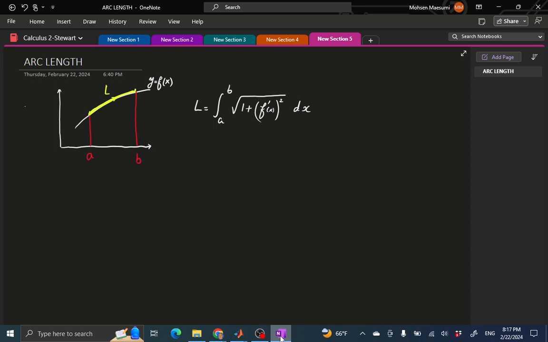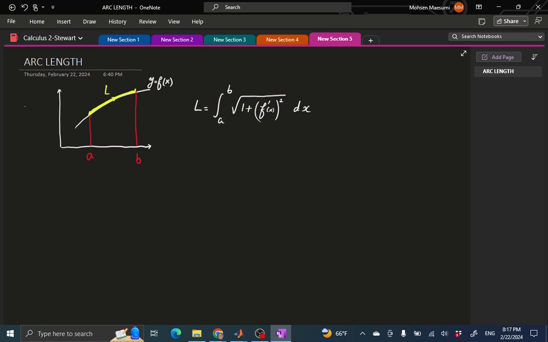So the idea is that we have a curve in the plane and you want to find out how long it is. A typical situation is that the curve is given, y is equal to f of x, a beginning and end are also given, and we want to find out how long the curve is starting from this point and all the way to the other one.